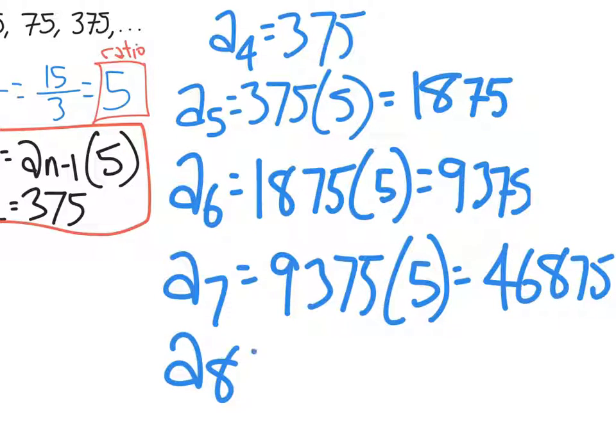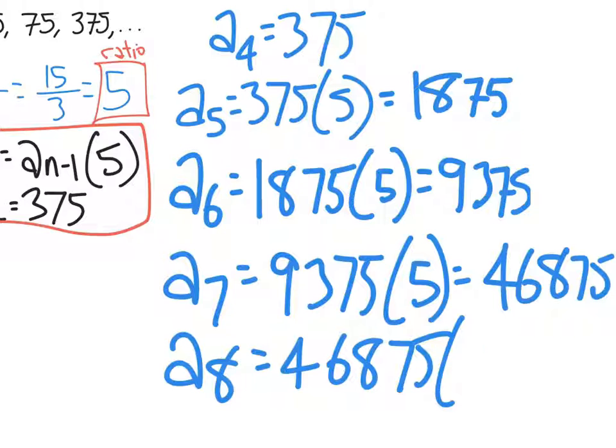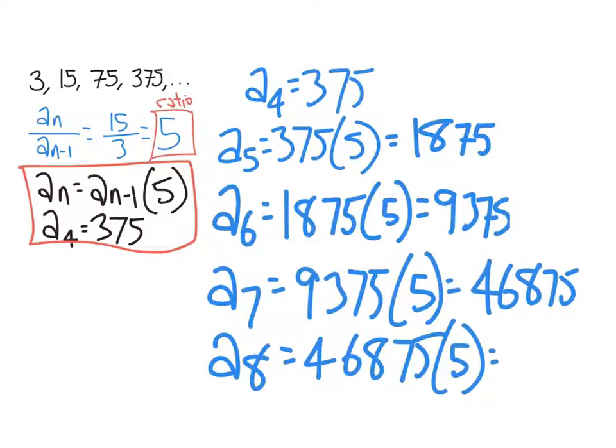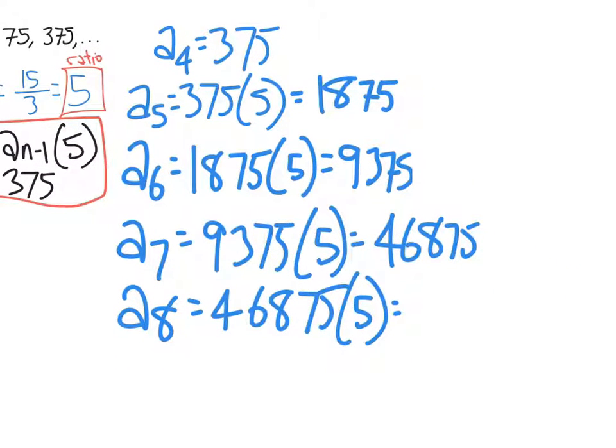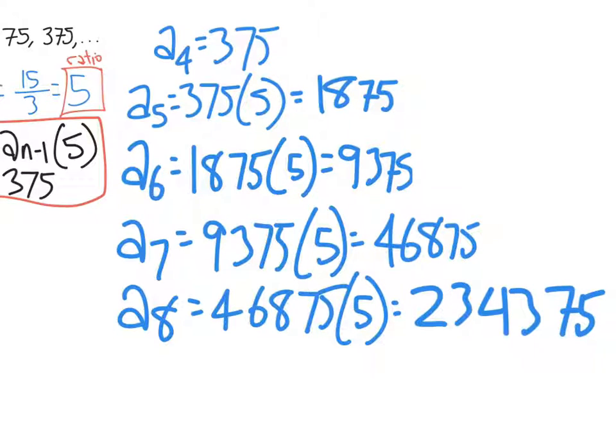What is the eighth term? That's going to be the previous term, which is 46,875 times the ratio. You're going to be multiplying by the ratio each time. And that's going to give us what? 234,375.